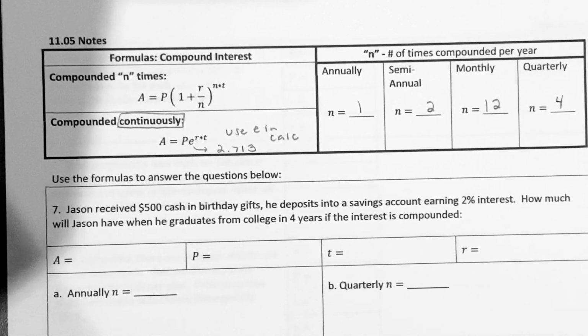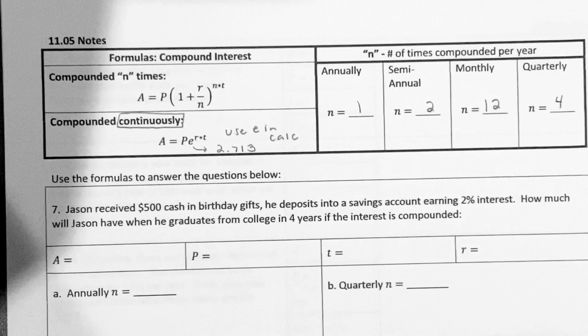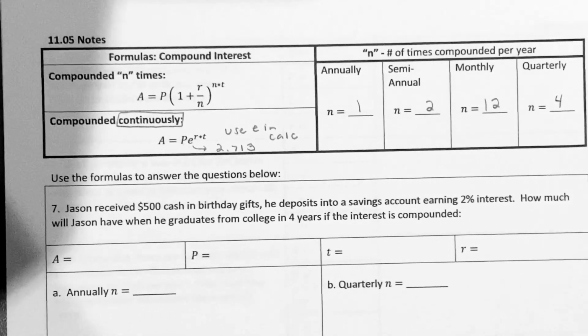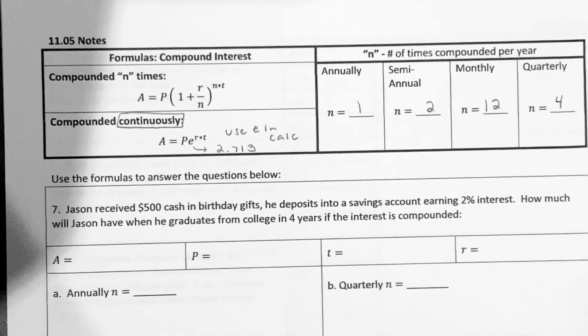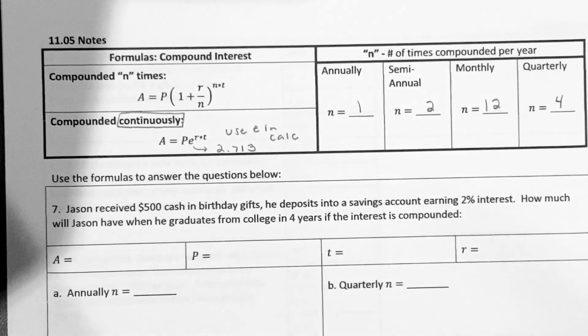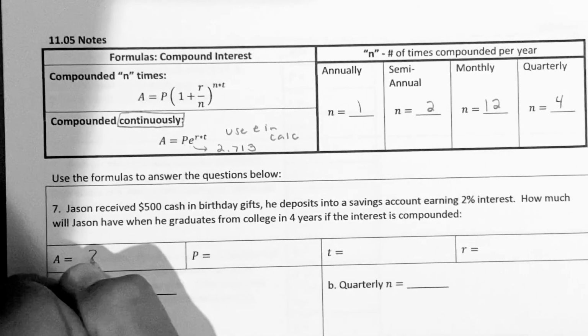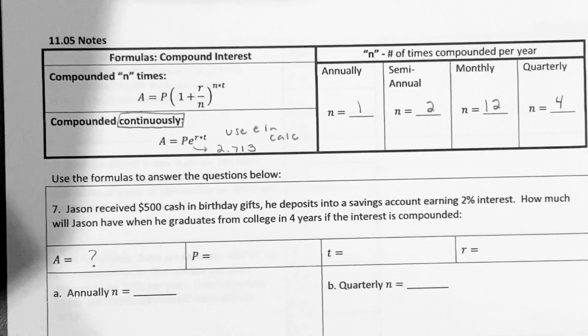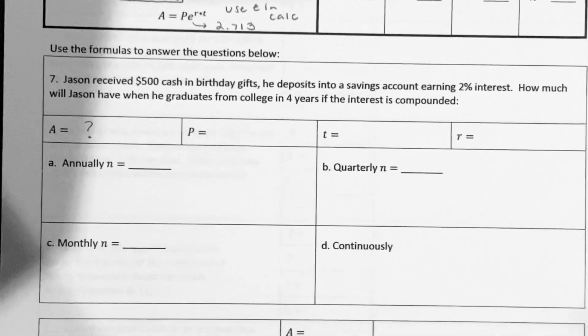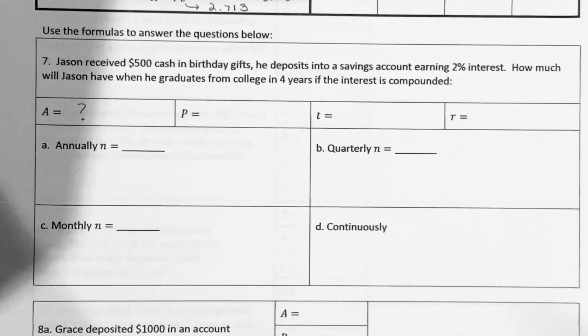How much will Jason have when he graduates from college in 4 years if the interest is compounded blank? We're actually going to do this same problem 4 different times depending on when it's compounded. So these values will be the same each time, and then we're going to change the number of times it's compounded. Our A value is the amount at the end. That's what we're going to be solving for.